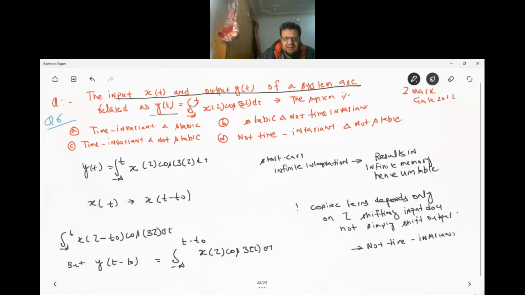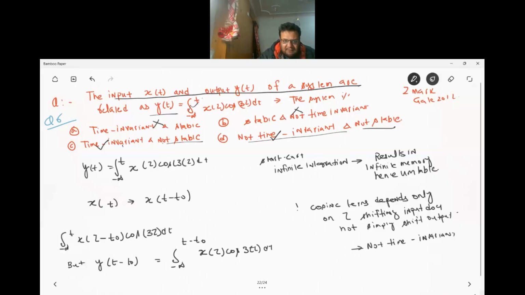As far as the stability is concerned, this is infinite integration. So this has to be an unstable system. So any of the options, there is only one option which is no. There is C and D, saying not stable and not stable. So these are ruled out.